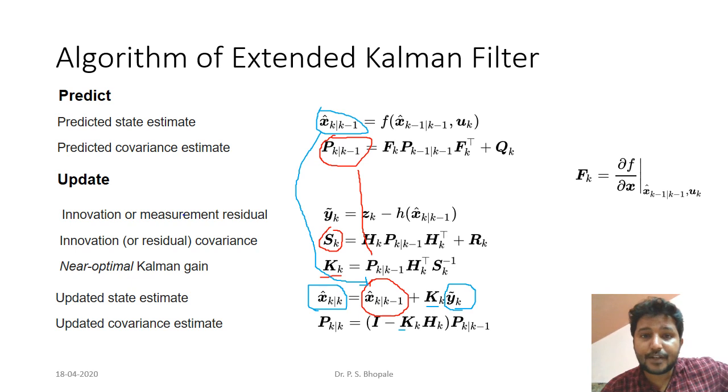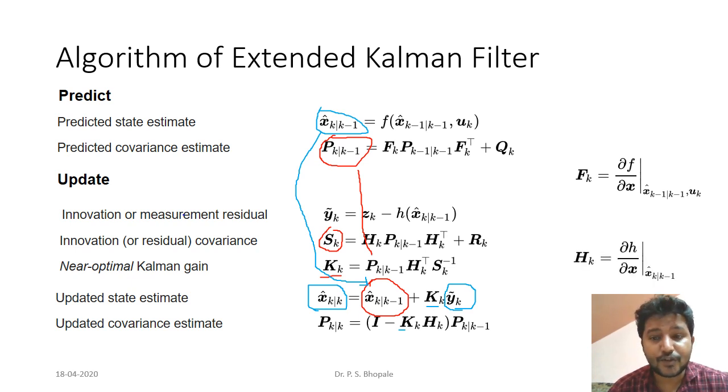So F k is nothing but the Jacobian of function f, which is the linearization of the nonlinear function, and H is the Jacobian of the H function, which is the measurement function. So f is the process function or state transition function, and h is the measurement function, and capital F is the Jacobian of the same function, and H is the Jacobian of the measurement function.